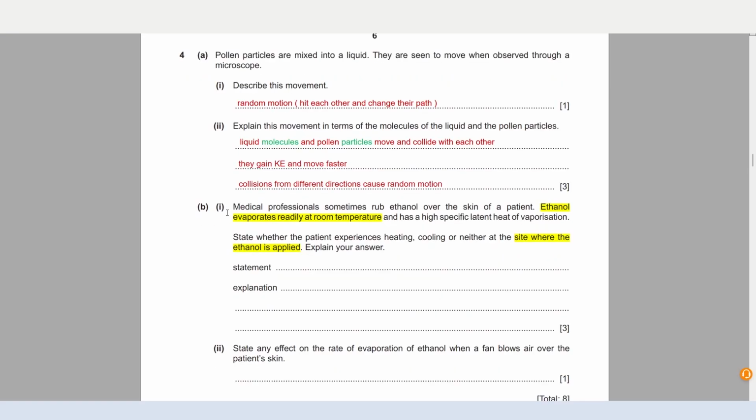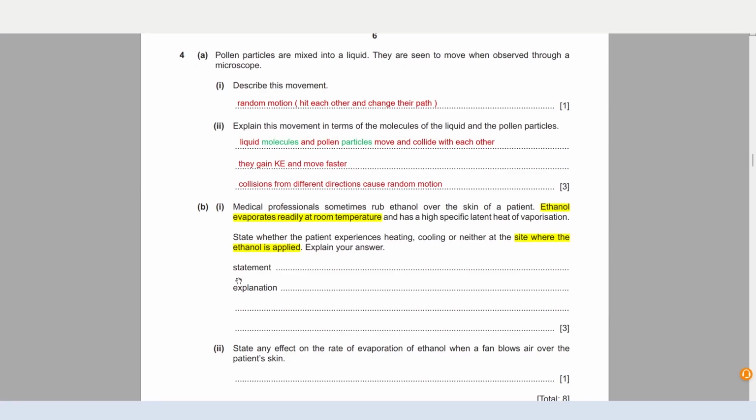Part B. Medical professionals sometimes rub ethanol over the skin of a patient. Ethanol evaporates readily at room temperature and has a high specific latent heat of evaporation. State whether the patient experiences heat, cooling, or neither at the site where the ethanol is applied. Explain your answer.